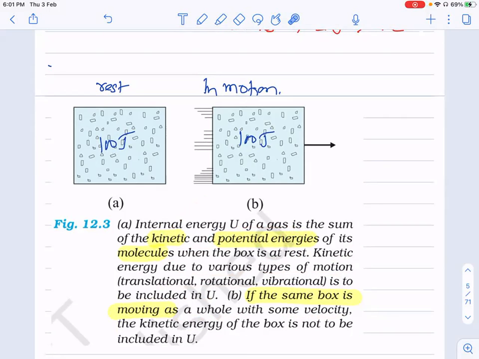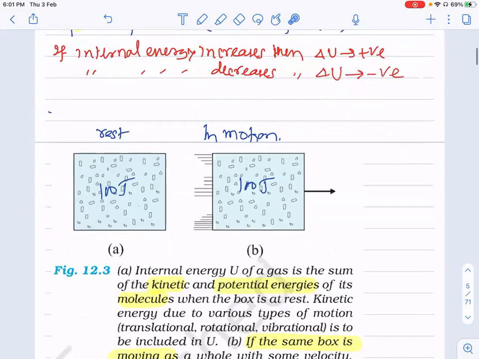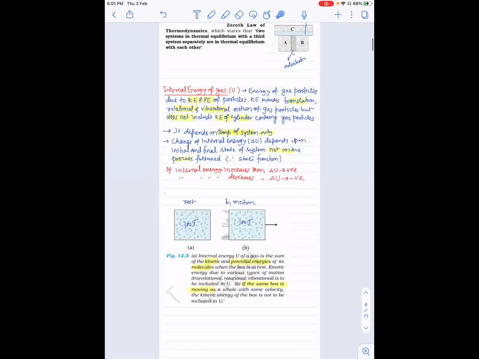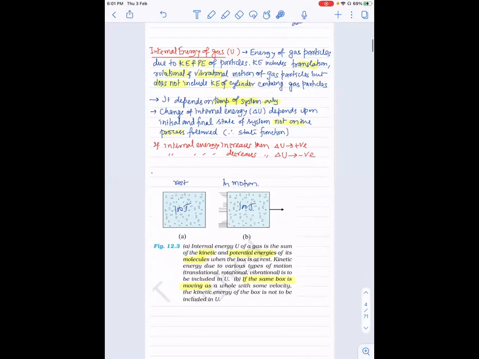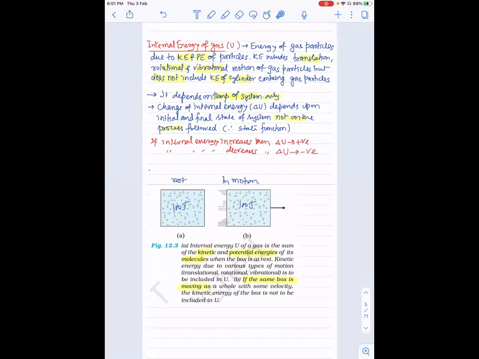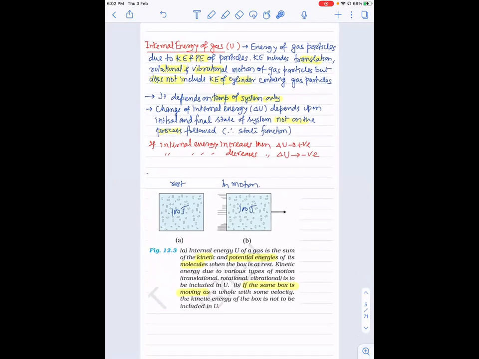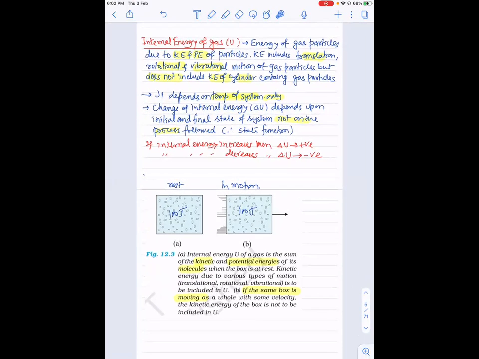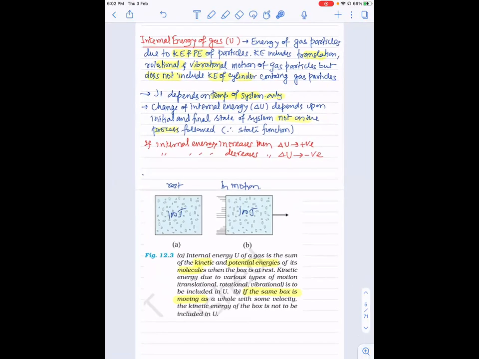Okay, these are all points I already explained you here. So if you are interested, you can just see all things together. ठीक है, formulas we'll see later on. तो ये हो गया आपका internal energy. ठीक है। For example, I have written here 100 joule means जितनी पहले है उतनी रहेगी, no change.